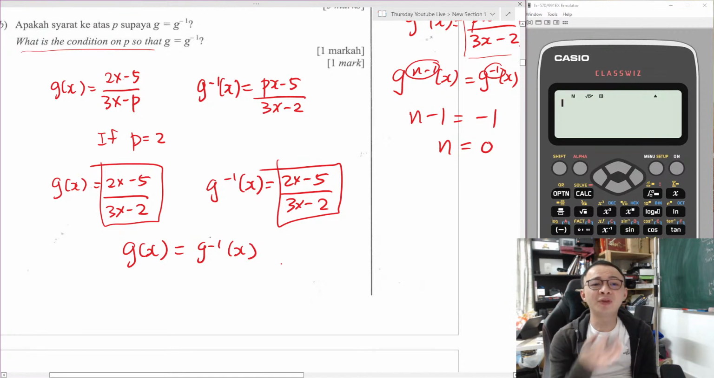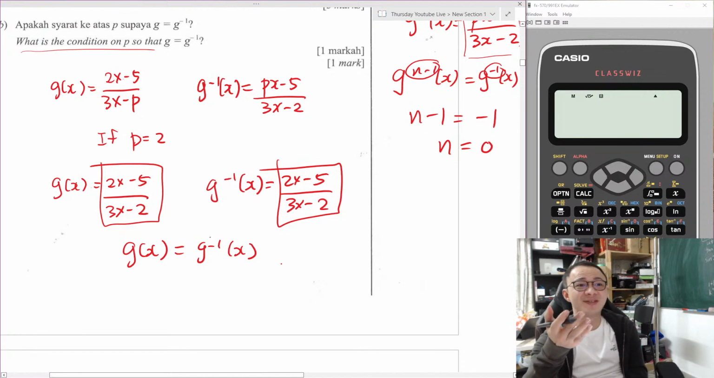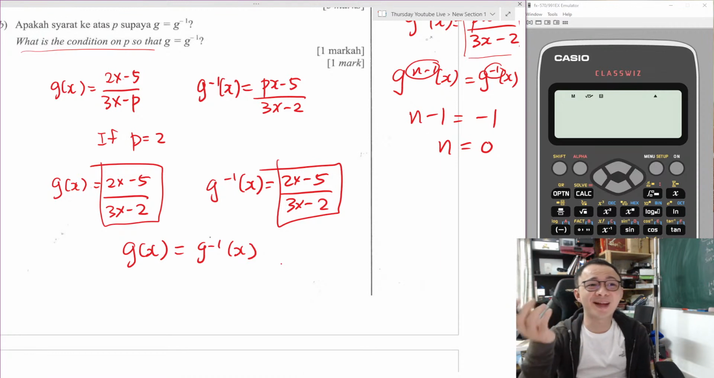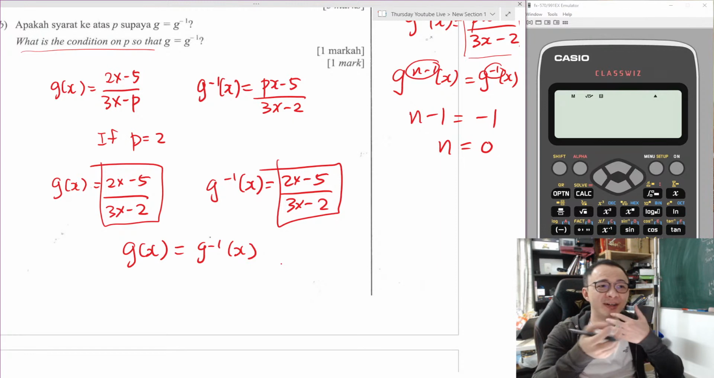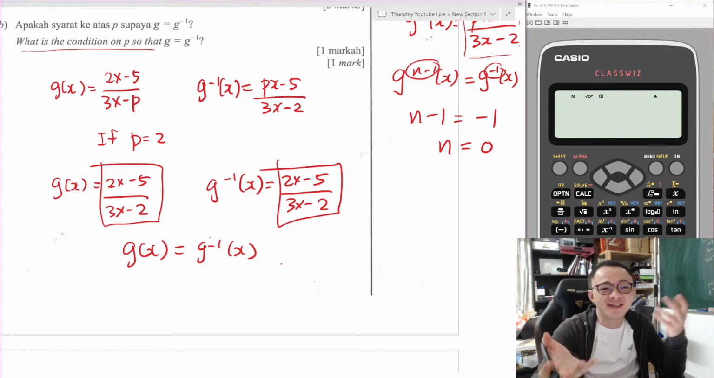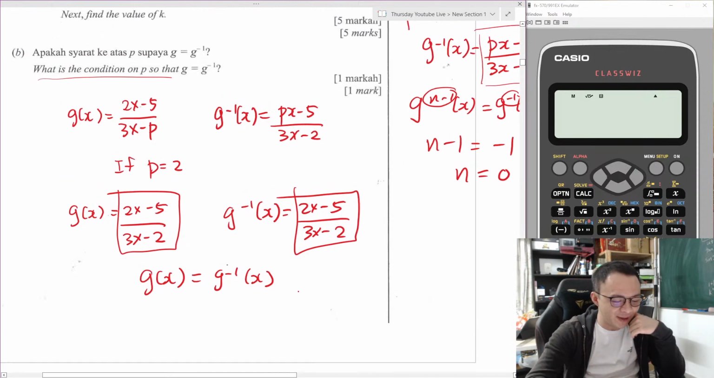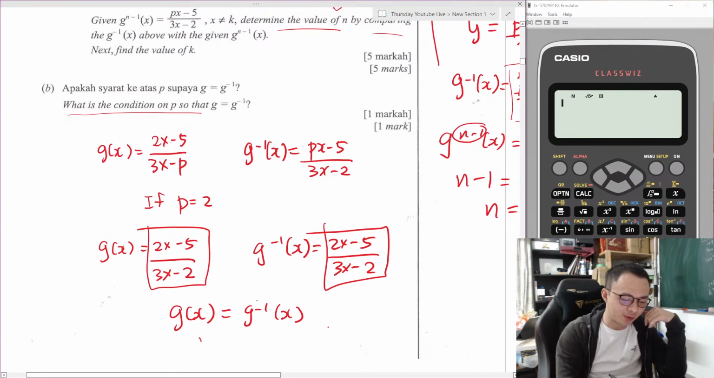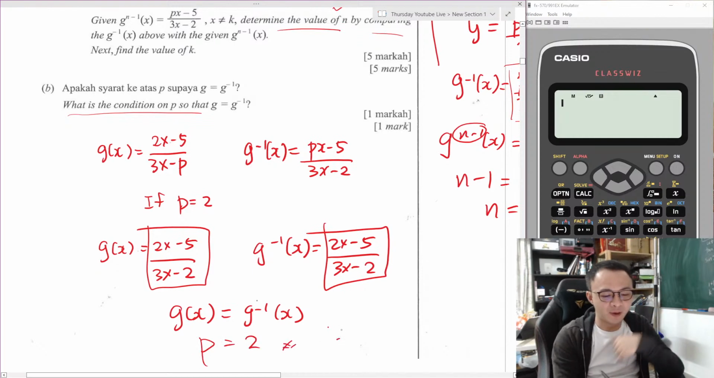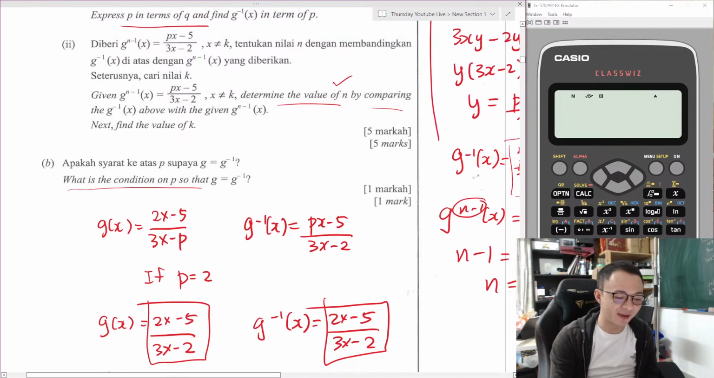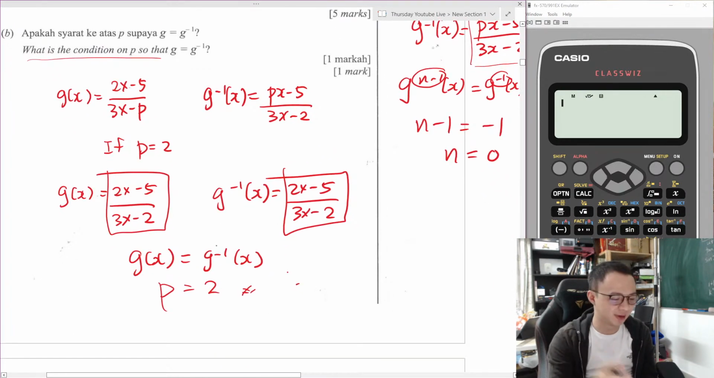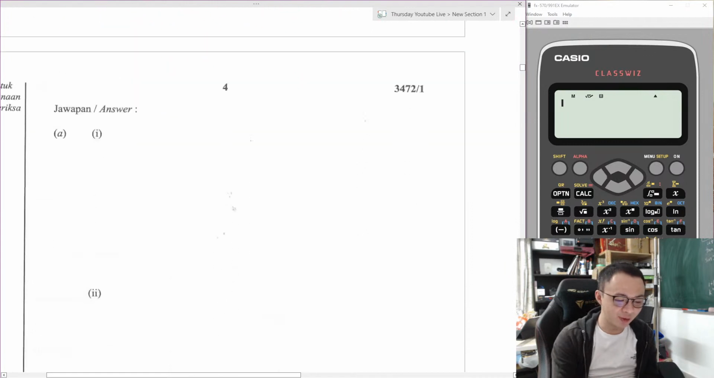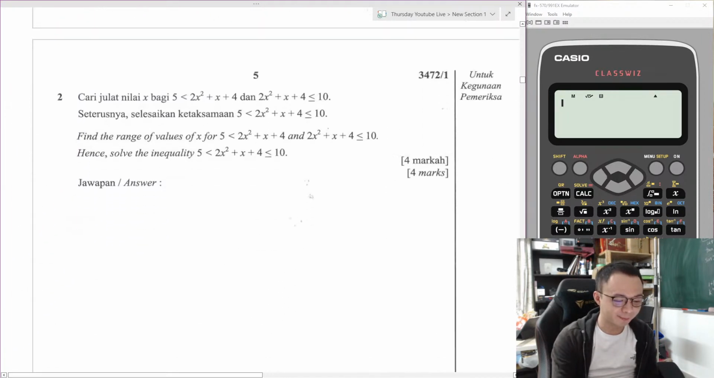Okay, just 1 mark. Because normally when I do this kind of question, what I will do is sub the g(x) into the g inverse x, I mean, equate them and then solve it. But since it is 1 mark, there should be a faster way of getting the answer. So by comparing, we know p is equal to 2. 1 mark. Yeah, total of 6 marks for this question number 1. Not too bad, as long as you understand the asymptotes, then you should be fine.